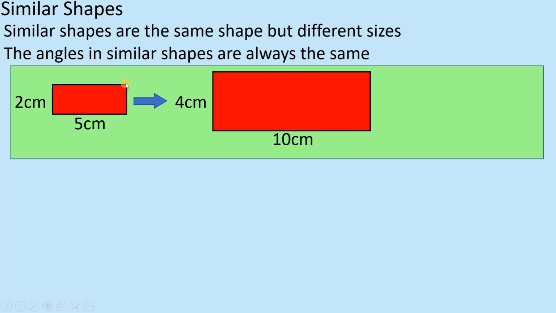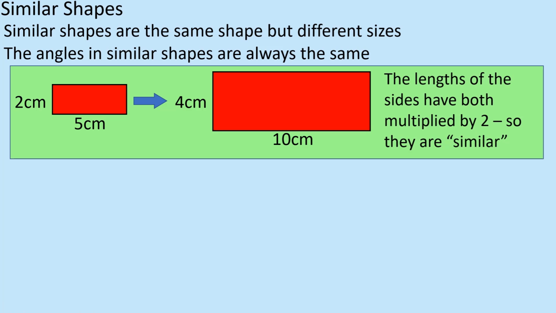Or they're in the ratio of 1 to 2, all right? So that's another way of thinking about it. But essentially, these two are similar. They've both been multiplied by 2. So in problems, in questions, you're going to be told that, and of course, you're going to be using the fact that they are similar to find missing lengths of sides in most cases. Okay, so like I said, this one has a scale factor of 2.